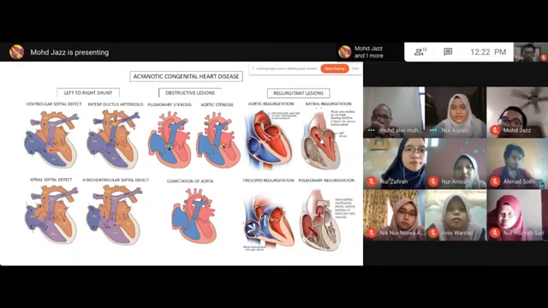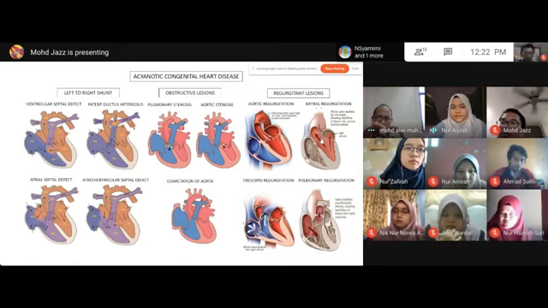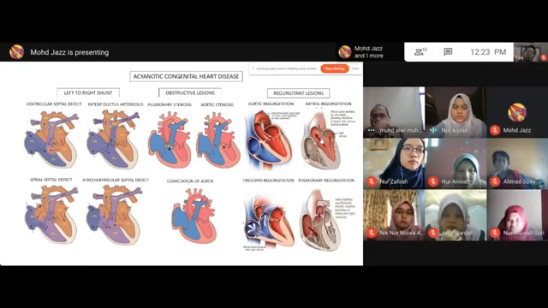So first we will go to the left to right shunt, and first we will see VSD, ventricular septal defect. VSD is the most common congenital heart disease. It is more common in girls, and the prevalence is about 25 to 30%. By the name itself, ventricular septal defect, we know that there is a defect in the ventricular septum due to malformation during the early gestation development of the ventricular septum.